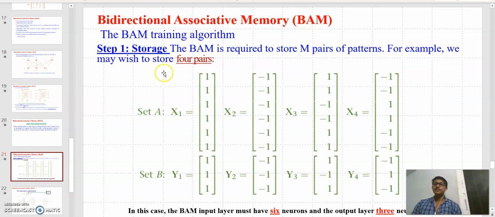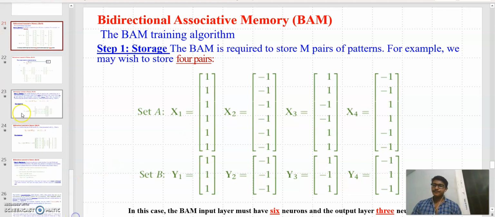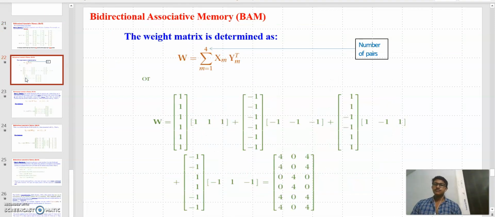Bidirectional associative memory BAM. Step 1, storage. The BAM is required to store m pairs of patterns. For example, we may wish to store 4 pairs: x1, x2, x3, x4 and y1, y2, y3, y4. In this case, the BAM input layer must have 6 neurons and the output layer should have 3 neurons. Next, the weight matrix is determined as W equals the sum over m of Xm times Ym to the power T. It is similarly written in numerical form.